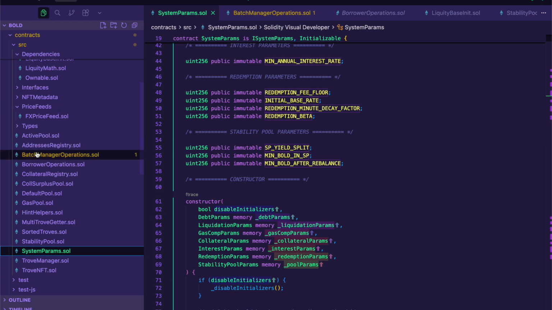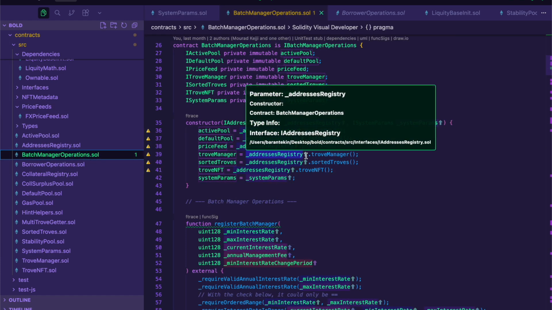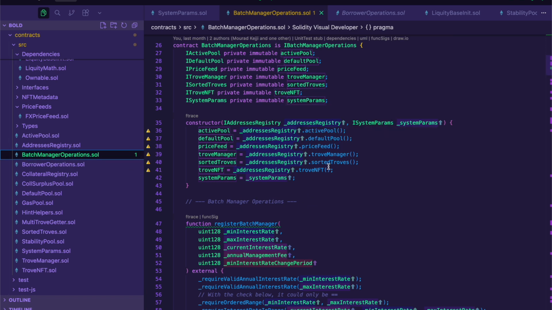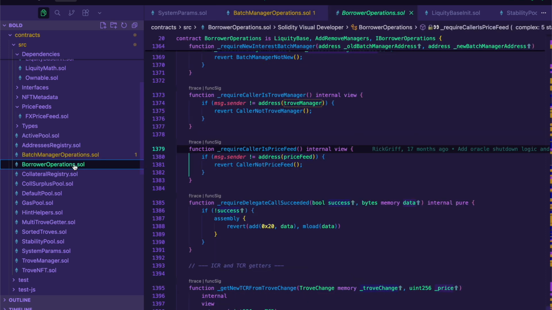The next change that we made is this new contract called batch manager operations. We don't have any logic change here. Basically, it's still the borrower operations contract, but after our changes, this contract was over the contract size limit. So this is why we split them into two contracts, one being batch manager operations, the other being borrower operations. But logic-wise, it should be basically the same as how Liquity v2 works.